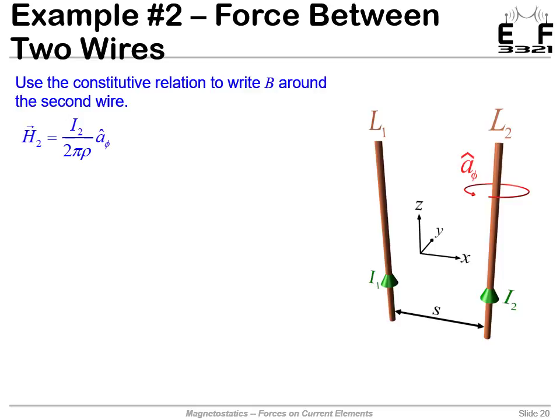So we have the magnetic field intensity H around the second wire, but we need the magnetic flux density in order to figure out the force that it puts on the first wire. So here we have H2, that's the magnetic field intensity put out by wire 2. We use the constitutive relation to put that equation in terms of B2. So it's the same equation, but now there's just this permeability term sitting there.